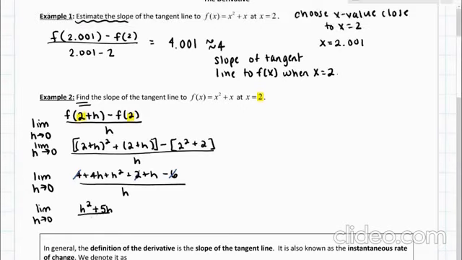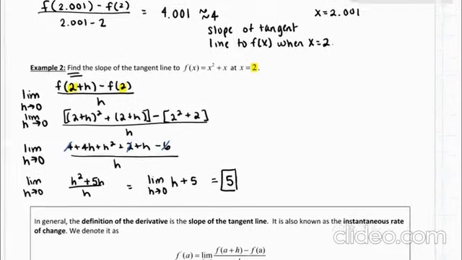So then I can factor out my h in the numerator, and when I do that, this simplifies to just the limit as h approaches 0 of h plus 5. So then plugging in 0 for h, I find that my actual value here of the slope of my tangent line is 5. So that is our actual value. It is relatively close to our approximation, which was 4.